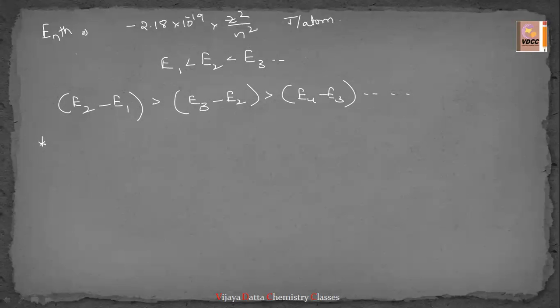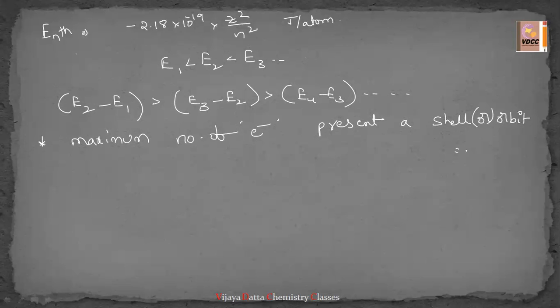And one more point we know about the principal quantum number is the maximum number of electrons present in a shell or orbit. The formula is given as 2n square. When n equals 1, meaning the first shell, 2 into 1 whole square is nothing but 2. So the first shell, the K shell, has 2 electrons.